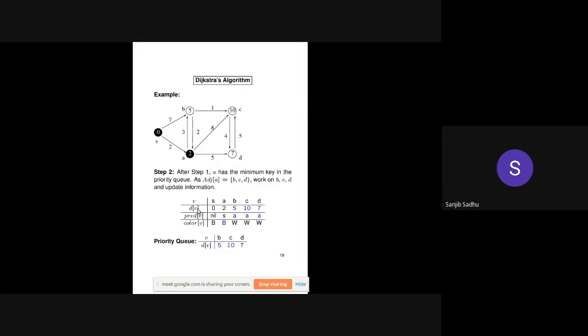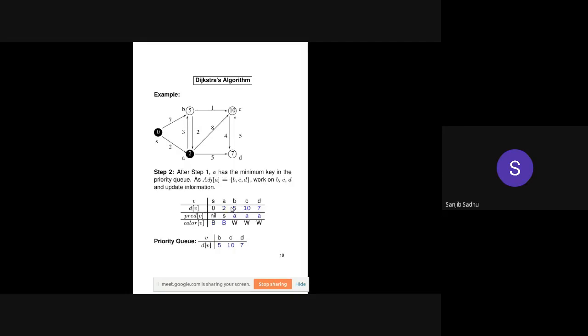So check it, this B entry. It is 5 now, but before that it was 7. So I am using the relaxation. Okay. Is it clear now? Yes, sir. Now for C it was infinite. You check, before that it was infinite.